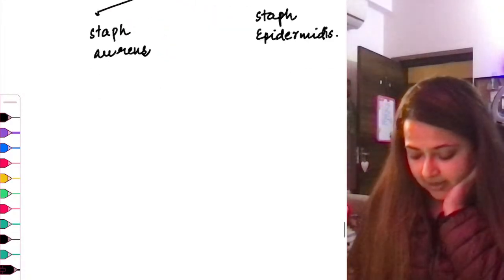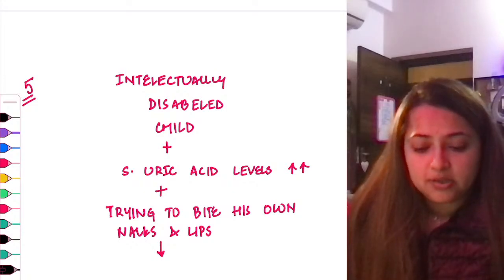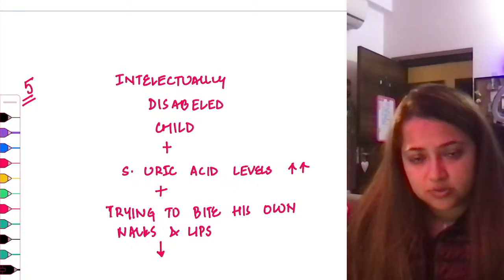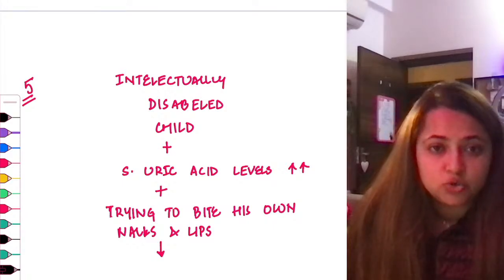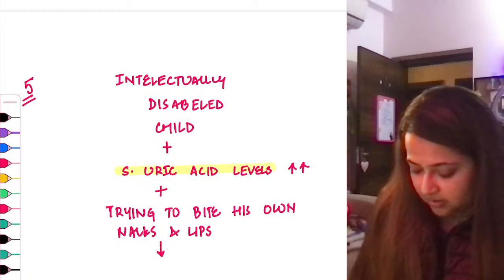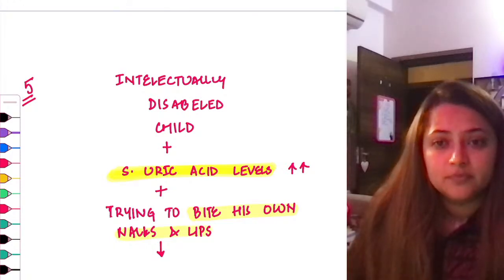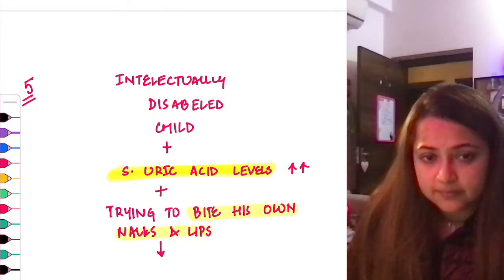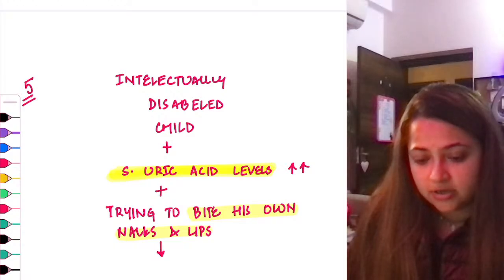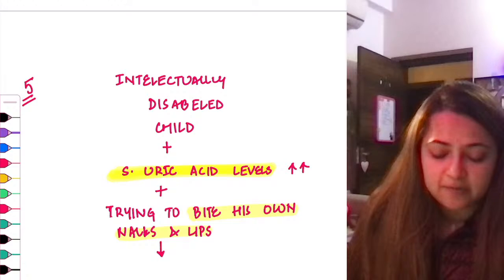Moving on to the next high yield topic. Supposing, guys, you are being given a situation in which they write that there is an intellectually disabled child and the serum uric acid levels are high and the child is biting his own nails and lips. So what do you think it is? Which condition are we talking about here? Anyone?